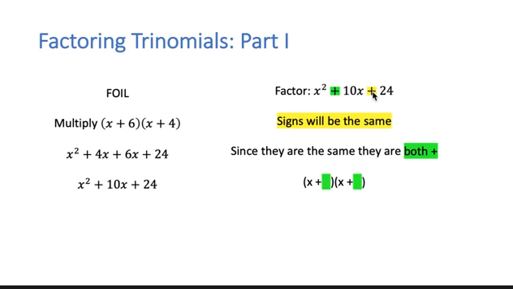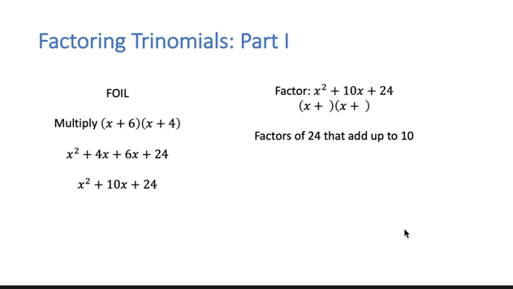So we know the signs are going to be the same. Since they're the same, they are this sign. So this is a positive, so the signs are both going to be positive. So it's going to factor into x plus something, x plus something. Okay, so that's the first thing. We figured out what the signs were going to be. So the next thing we're going to do is figure out what those numbers are. So we need the factors of 24 that add up to 10.